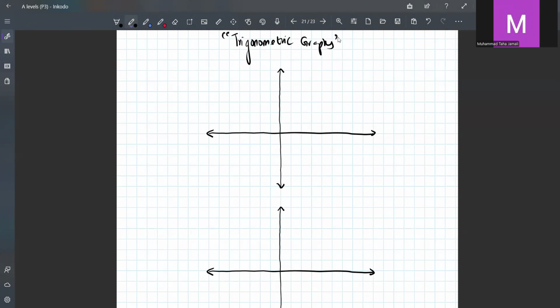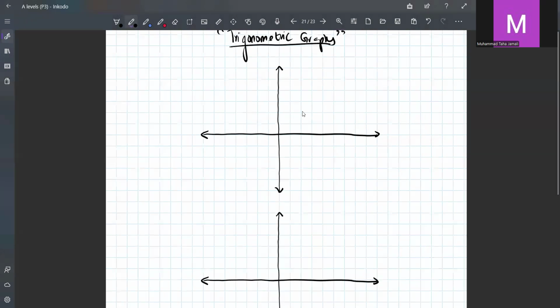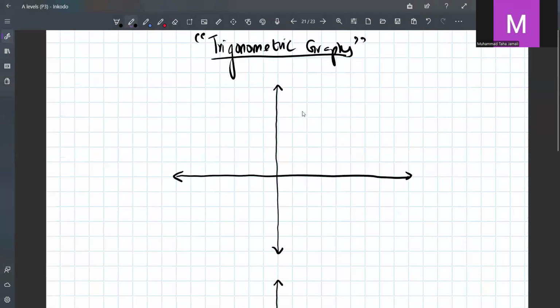First up, we will draw sin x. We already know what a sin x graph looks like, so I will just recap it first, and then from that graph, we are going to derive the graph of cosec x.